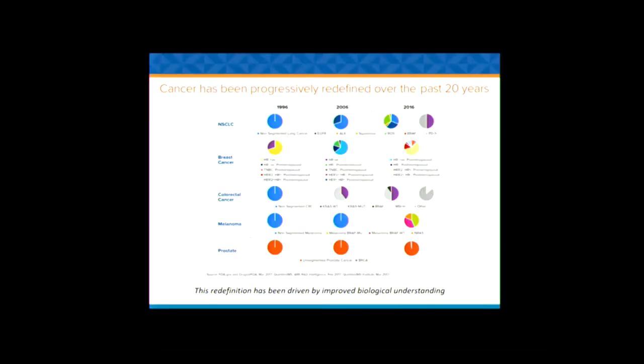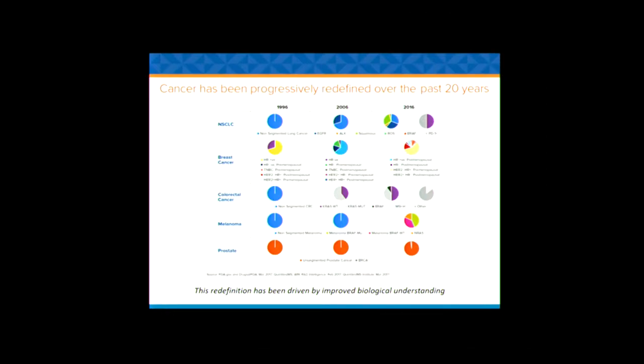So just to briefly support my idea that, and it's not my idea, the idea that precision medicine is really making cancer in particular a collection of diseases. You can see, sorry, this is a very small slide. Back in 1996, the way that most people thought about a number of major classes of cancer, so non-small cell lung cancer, breast cancer, colorectal cancer, melanoma, prostate, was effectively as a single disease.